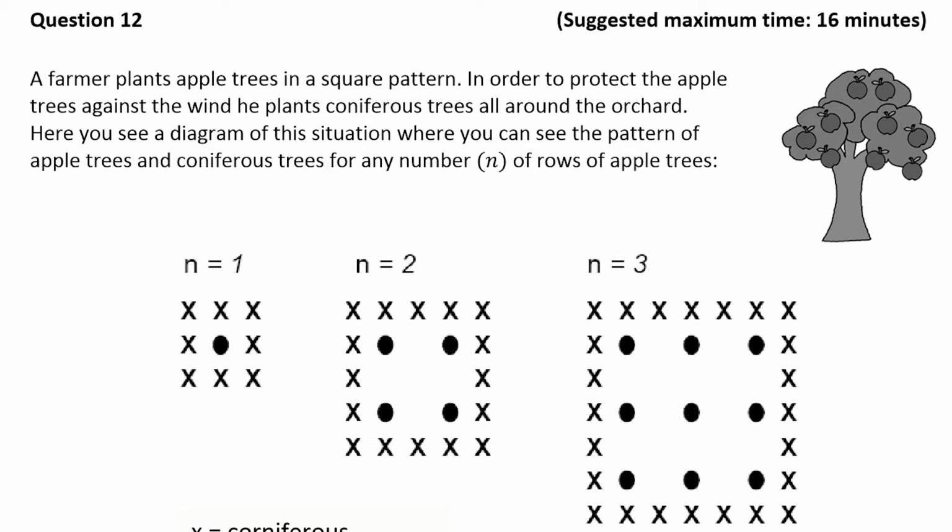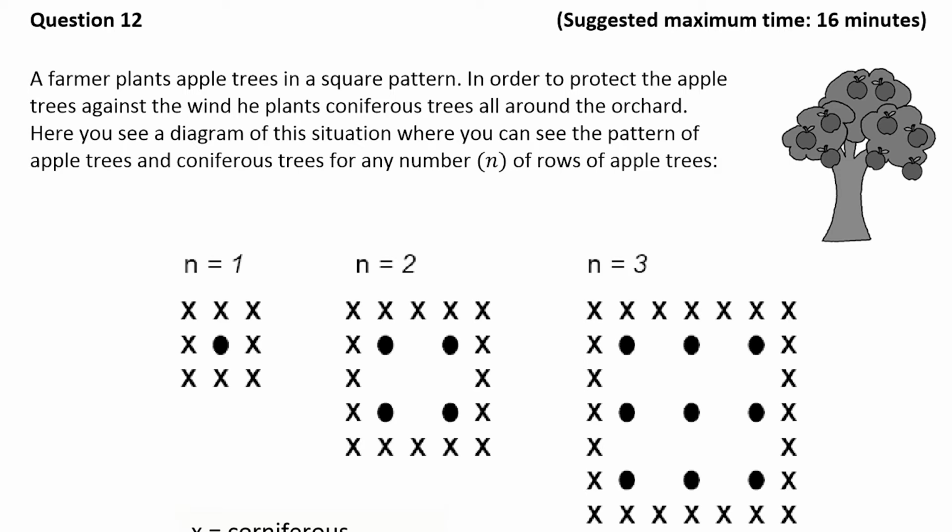This is Matthew and we are going to be looking at question 12, which is a 30-mark question. Question 12 tells us about a farmer who plants apple trees in a square pattern, and he must plant coniferous trees all around these apple trees. We are shown a diagram of the situation where we can see a pattern of both the apple trees and coniferous trees for any number n of rows of apple trees. The X's are the coniferous trees and the black circles are apple trees.